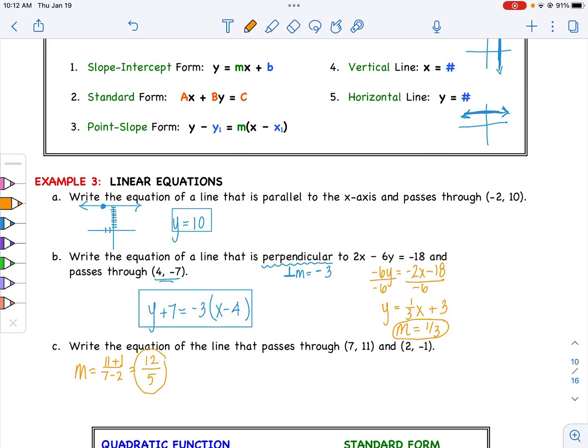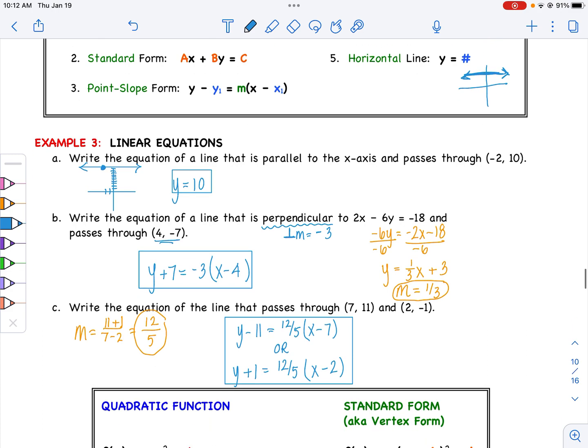Now we have the slope and either point. It doesn't matter which one you plug into. I'll plug into both to show that both answers will work. So y minus y1 equals my slope, x minus x1. Or y minus -1 equals your slope, x minus 2. Both are correct answers. Both will get full credit. Once you find the slope, you can pick either point.